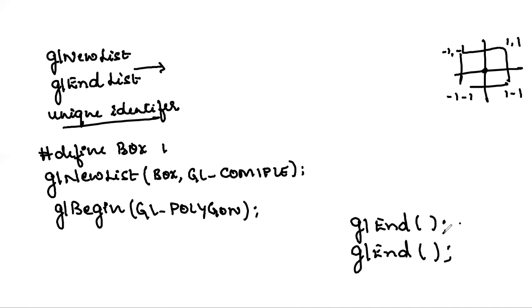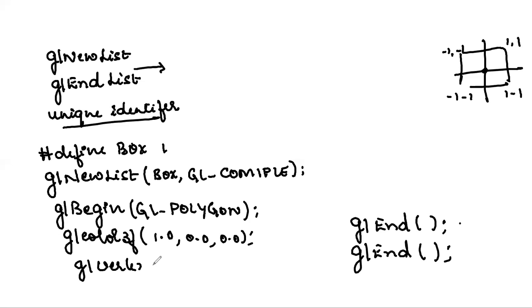Now let us write the instructions for the vertices, and if I want to set any color, then we need to make use of glColor. Let's say I want to set it to red color. Next, let us start with the vertex, which we will write as glVertex2f of -1.0, -1.0.